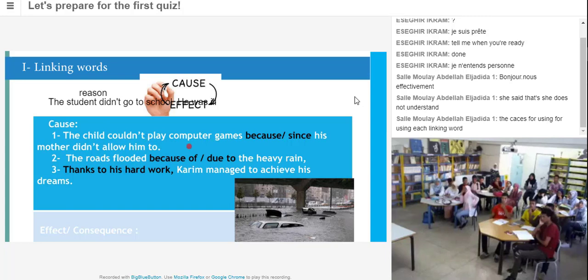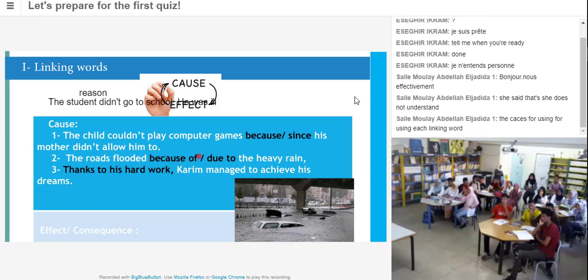For example, I can change the order. But the main thing that you should remember or bear in mind is that when you use because and since, you have two complete sentences. You must have two complete clauses or sentences in order to be able to link them with because and since. Is that fine now? Yes.